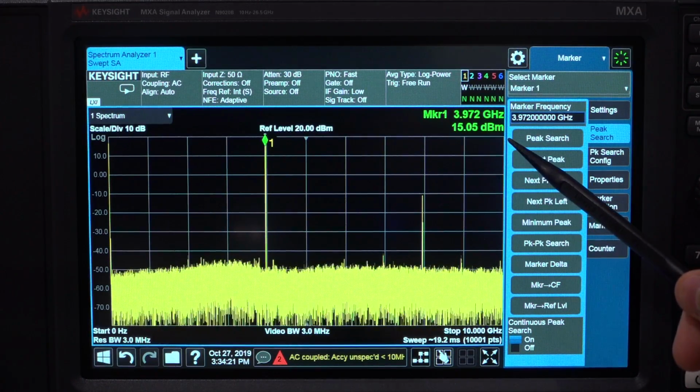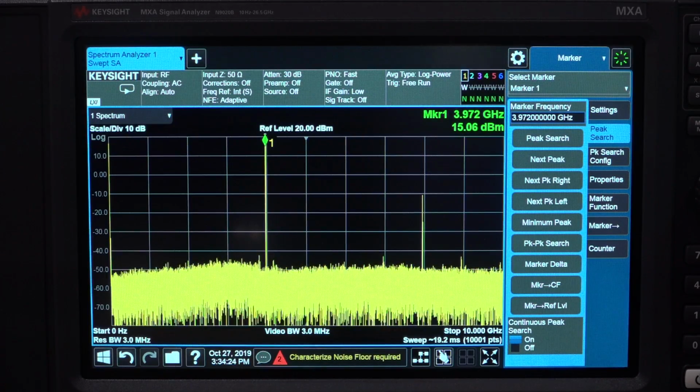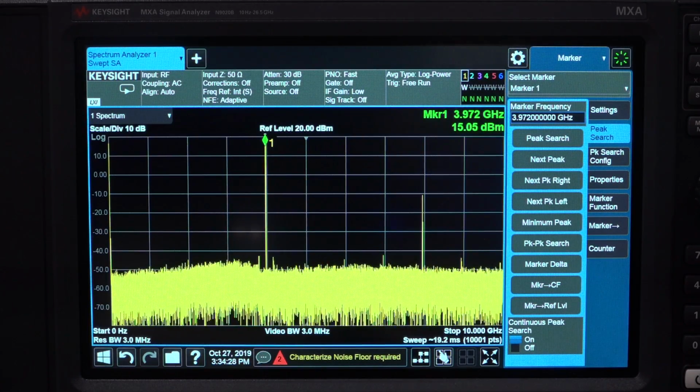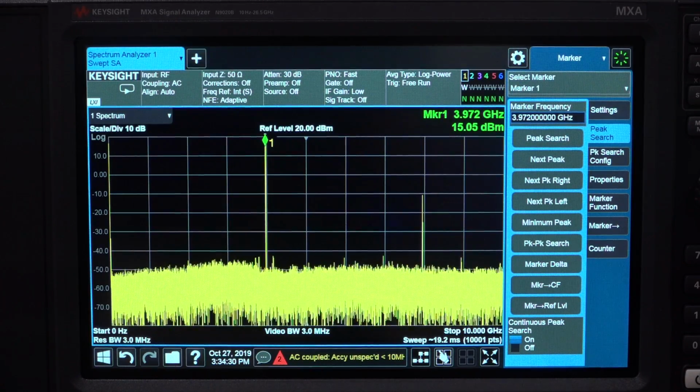And 15 dBm of output power is coming up, which is perfect. That's what it should be. So everything is good right now. Everything is locked. All the PLLs are working. Now I'm going to go ahead and increase the frequency, and this should track it.